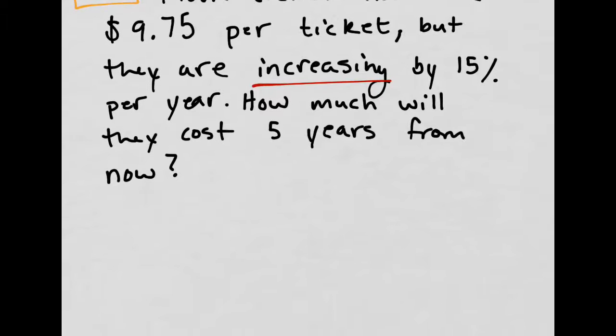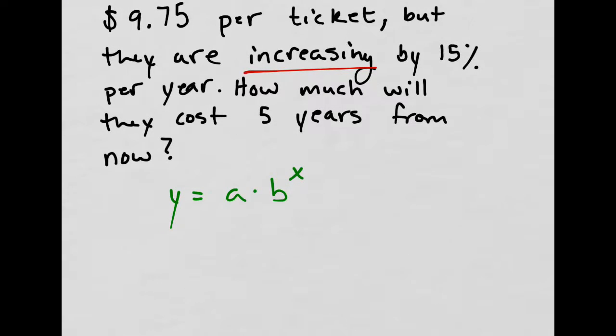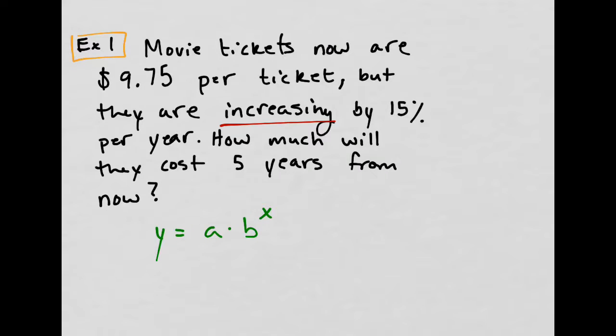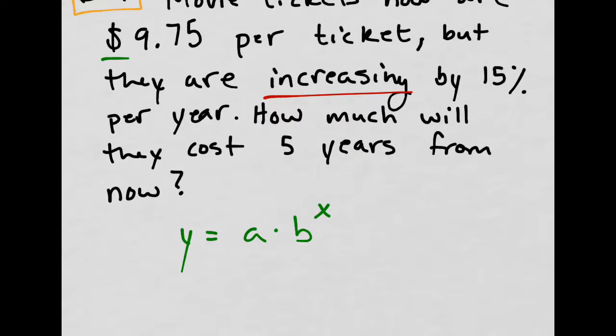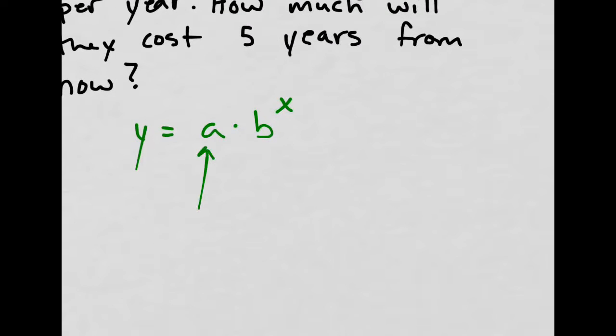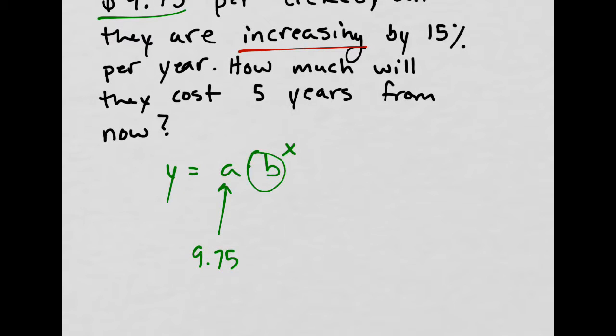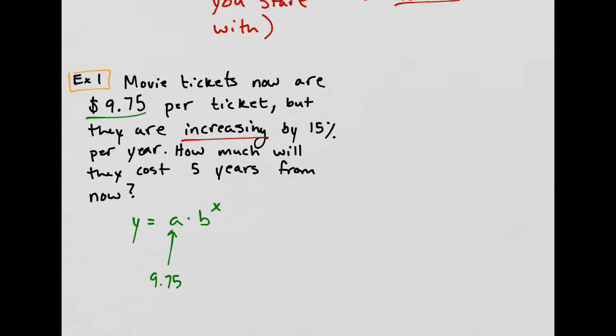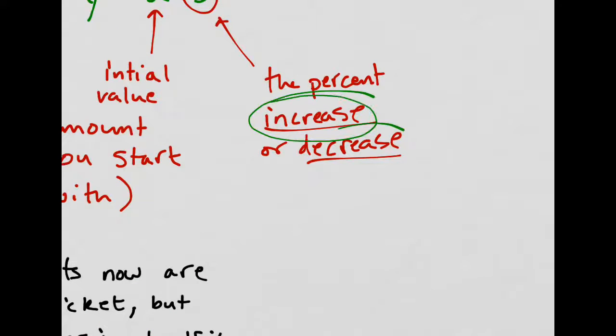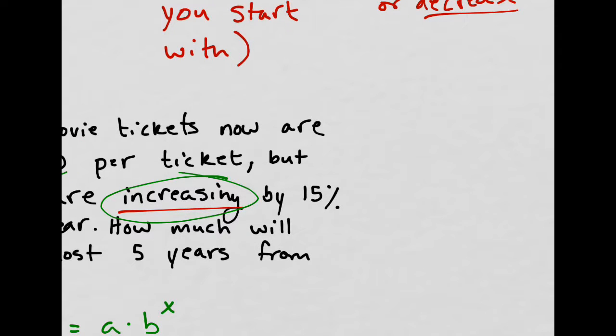First we get the equation, y equals a times b to the x. What's the initial value here? How much do the tickets cost in the beginning? That's the initial value: 9.75. Now we need to figure out what b is. Remember, increase or decrease. In this case, we are increasing, right? It says increasing.